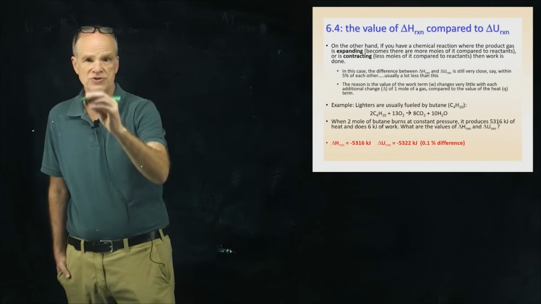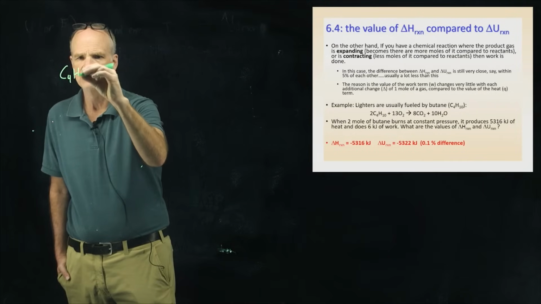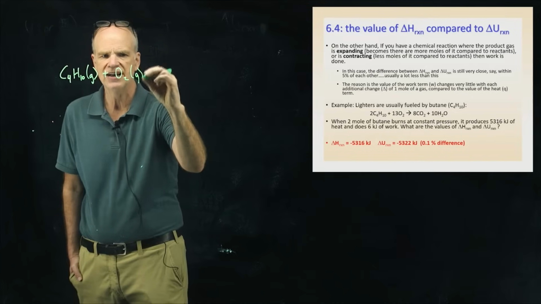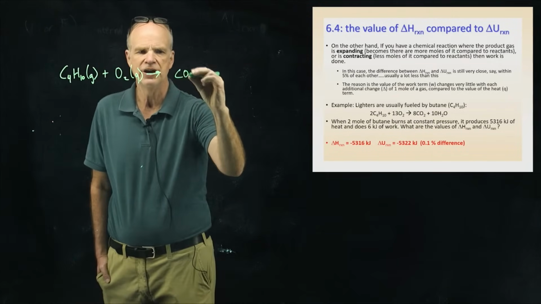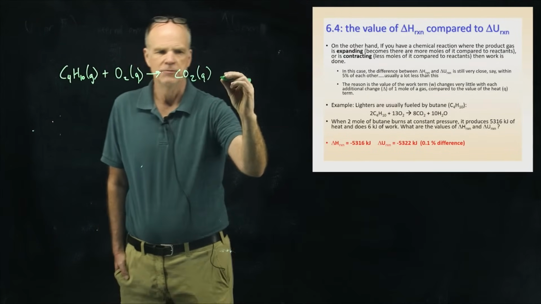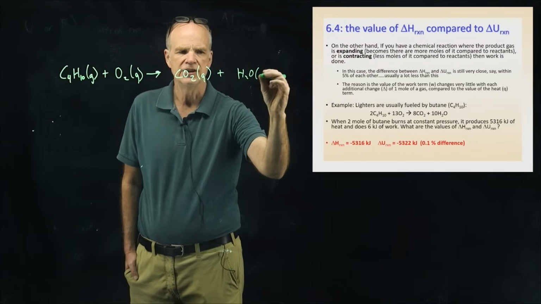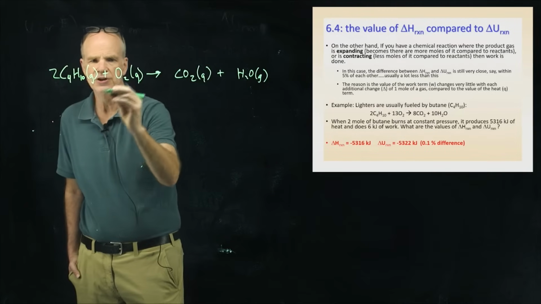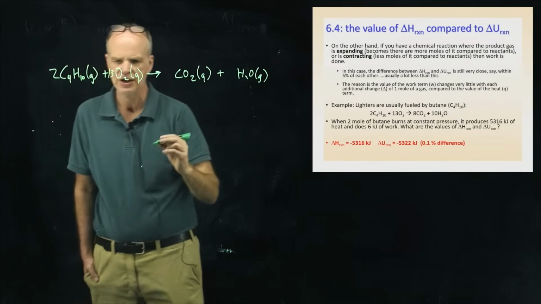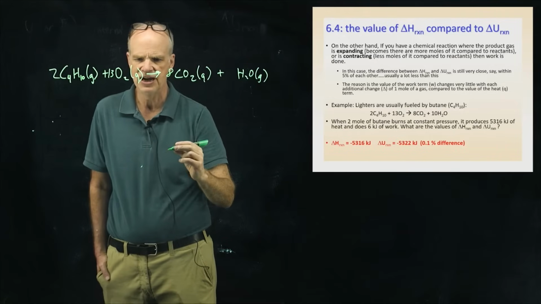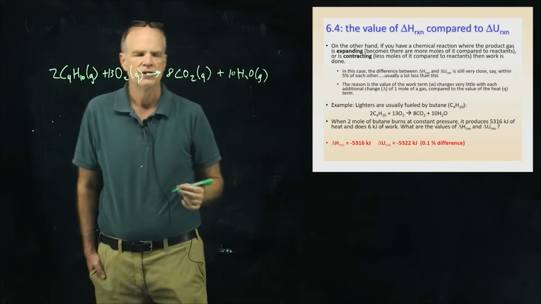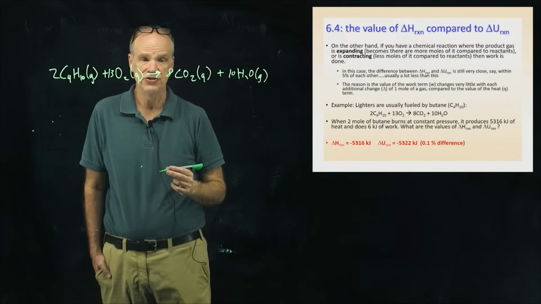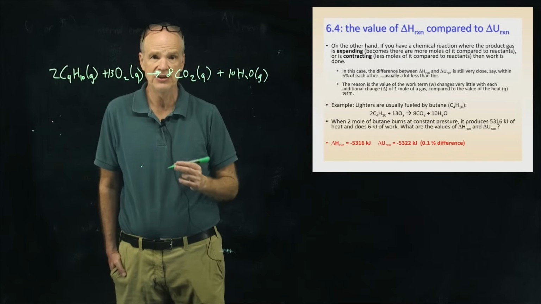We have a chemical reaction here, which I'm going to write out: butane in the gaseous state reacts with oxygen in the gaseous state to give carbon dioxide in the gaseous state plus water in the gaseous state. Let me balance it. I'm going to put a 2 in front of butane, a 13 in front of oxygen, an 8 in front of carbon dioxide, and a 10 in front of water. The question is, do you think the volume of this reaction is changing as it goes to completion? I think the answer is yes.